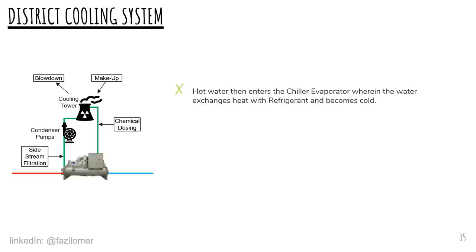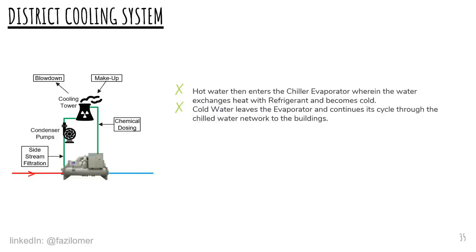As discussed in the previous slide, hot water then enters the chiller evaporator, wherein the water exchanges heat with refrigerant and becomes cold. Cold water leaves the evaporator and continues its cycle through the chilled water network to the buildings. The condenser water circuit repeats as explained in the previous slide. Please refer to slide number 22.